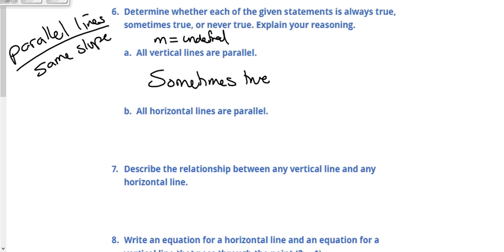And why is it not always true? Because it could be the same line.